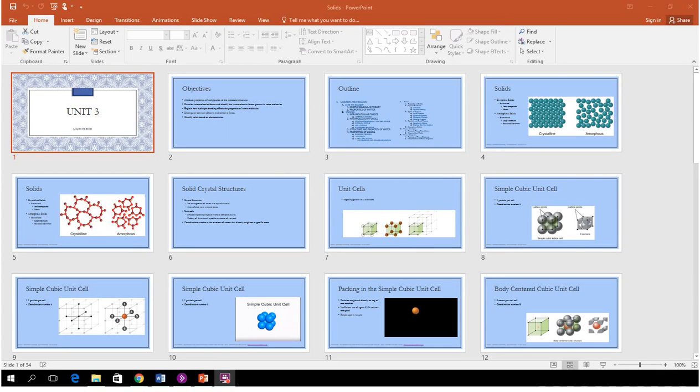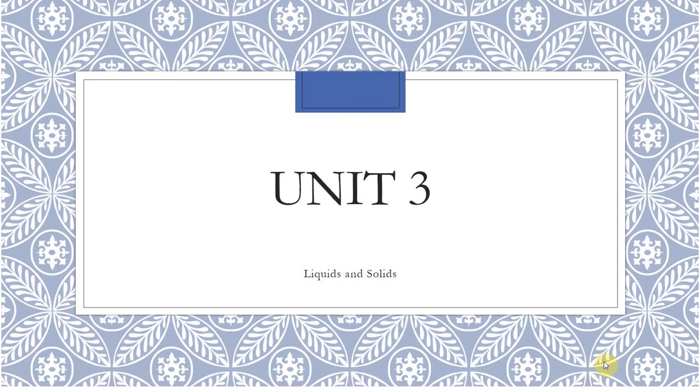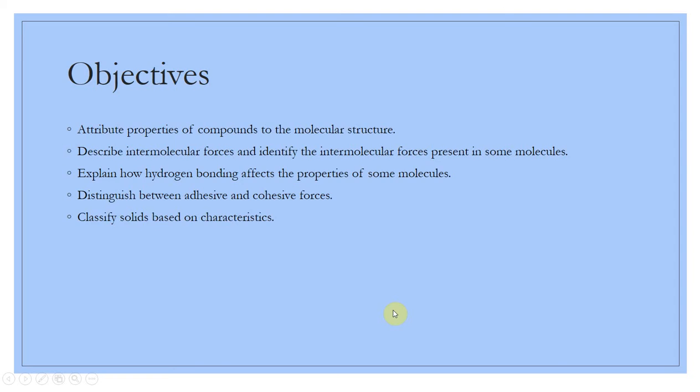Hi everyone, this is going to be the video about solids from Unit 3. Here we are going to really focus on just that solid state. So we're going to look at the different types of solids. We're going to classify them based off both their structure, their properties, and we're going to talk about where you find them.